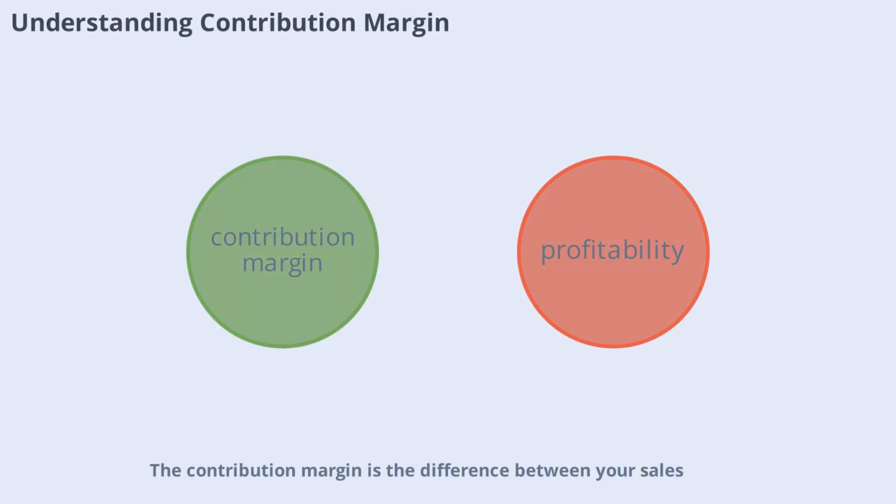Contribution margin is the difference between your sales price per unit and your variable cost per unit. It tells you how much money from each sale goes toward covering fixed costs and eventually profit. A higher contribution margin means you reach break-even faster. This metric is vital for analyzing profitability and making informed business decisions. Now, let's see how break-even analysis helps with planning.